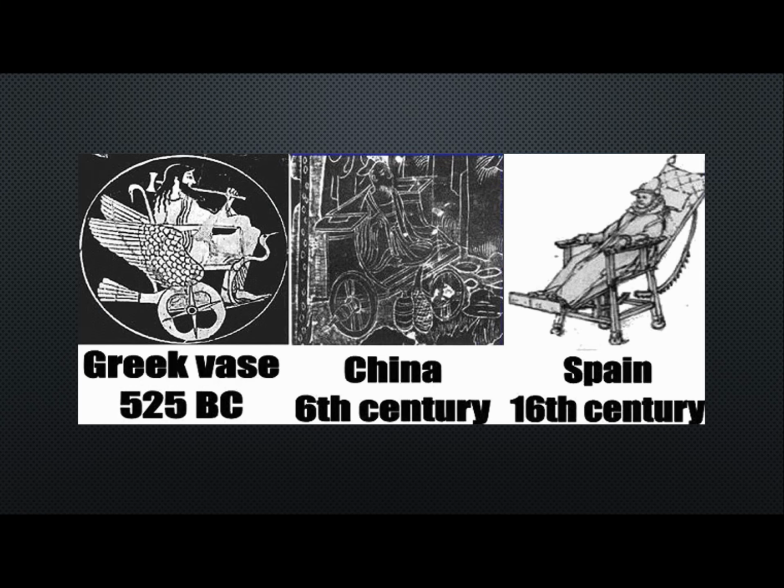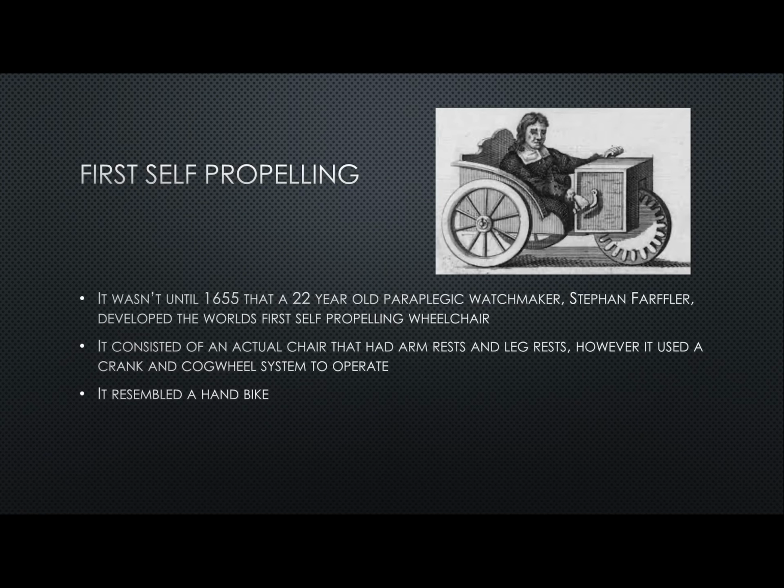And here's a comparison of the Greek vase and the Chinese one from the 6th century. You can see it looks more like furniture with just the two wheels on the side, and the one from Spain. So there is a development that we see, but it's still taking time.